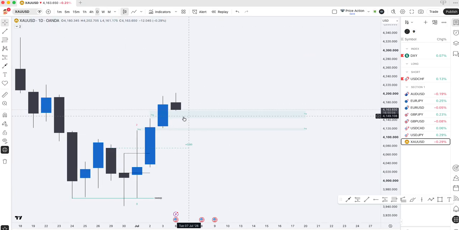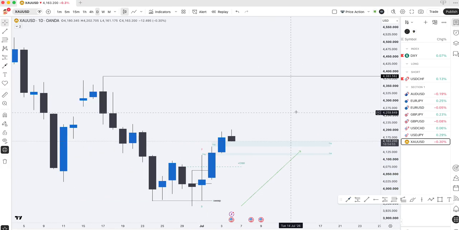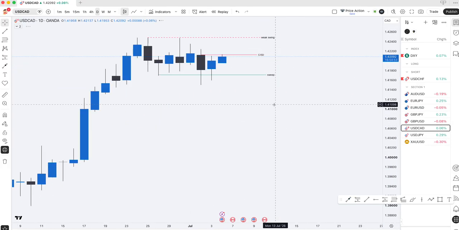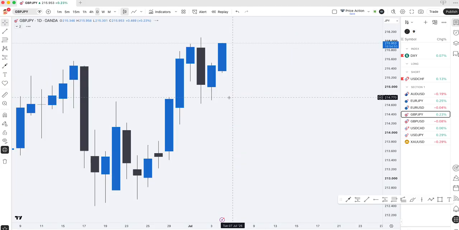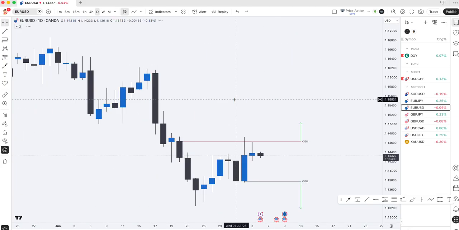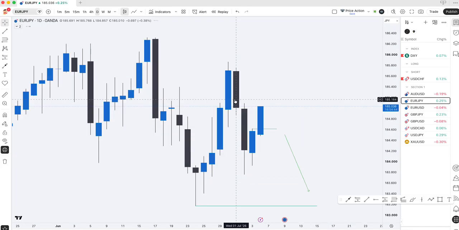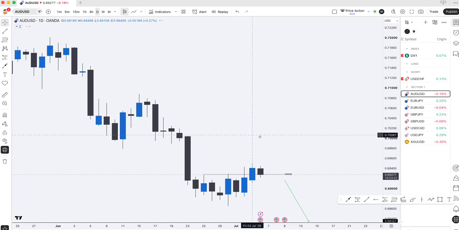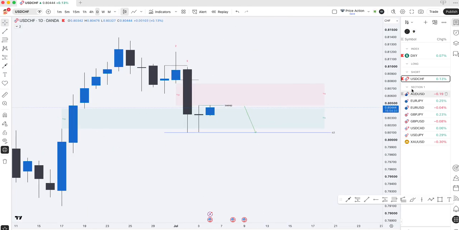So what I can do is wait for price to tap into this FVG or this FVG and then give me C2, C3, then continue going to the upside. But overall, my bias is bullish for gold. So this was my bias for today.